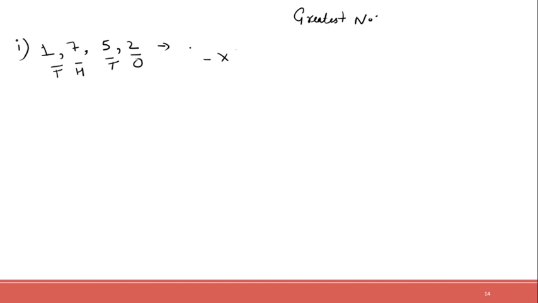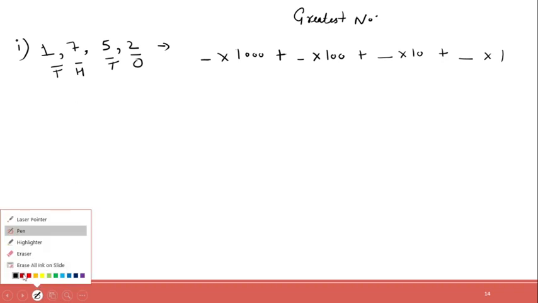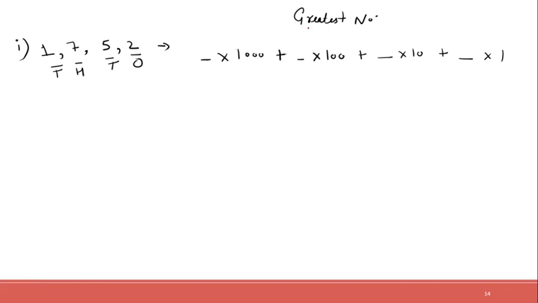That means the number will go up to the 1,000 place, right? So we'll multiply by 1,000 plus dash into, after 1,000 we'll multiply by 100. After 100 we'll multiply by tens, plus after tens we'll multiply by ones, right? So to make the number greatest, which digit will we multiply with 1,000? We'll find the greatest digit from these four digits. So the greatest is 7. 7 is greater than 5, 2 and 1, right? So we'll write 7 here.